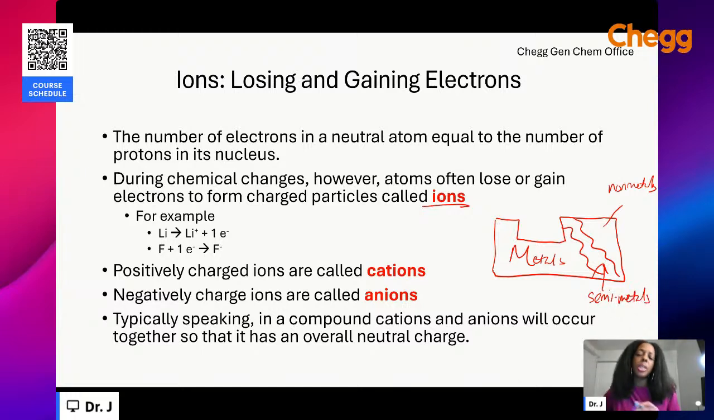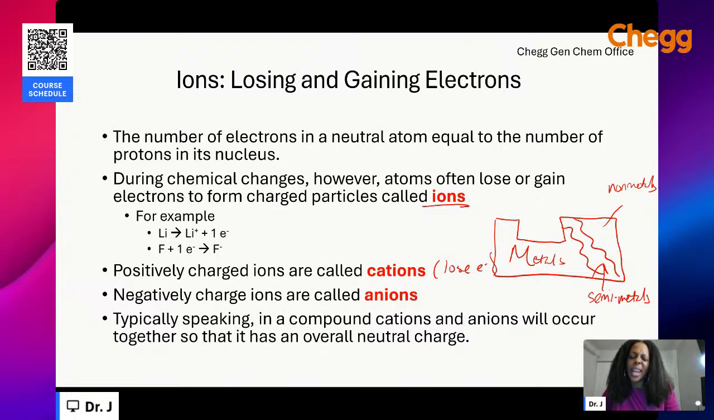And so typically when we're dealing with ions, your metals are going to lose electrons. Anything on that left side of the periodic table is going to be the one that kicks out that electron, or electrons, to form positively charged cations. The way I like to remember this: most people like cats. That makes them happy. So cations have a positive charge, and this is happening when we lose electrons. And your negative ions are called anions.